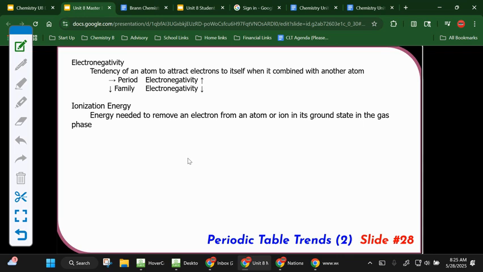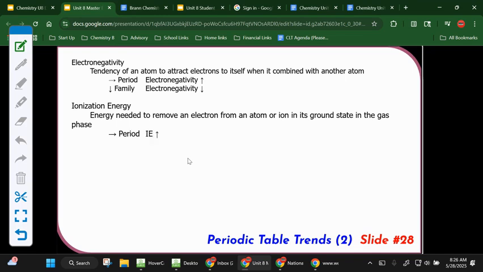Francium's the best metal, right? What do metals like to do with the electrons? Give it up. Francium has the easiest time giving up 1 electron. What element has the hardest time giving up 1 electron? Nope. Yes. Helium. Why doesn't helium want to give up an electron? Because it's stable. It doesn't want to give up an electron. It's stable.